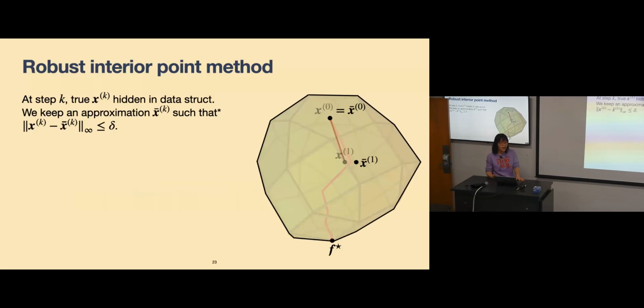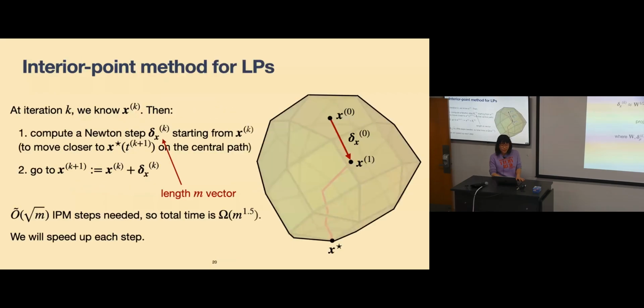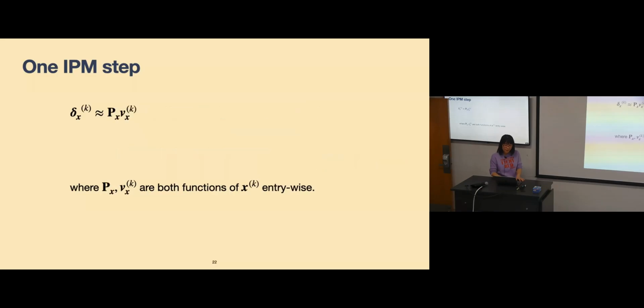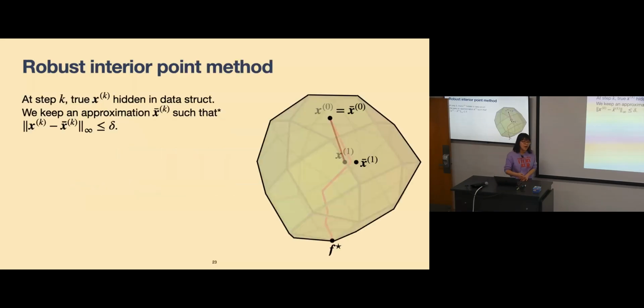So now let's get into the robust interior point method. In the classic version, we always have x0, x1, x2, xk at every step. Here we're going to say xk exists somewhere in a data structure, but we don't know exactly what it is. Instead, we'll keep an approximation x bar. The idea is that this x bar is a coordinate-wise approximation of the true current solution. And at the very start of the algorithm, we just set the approximation to be the exact solution.